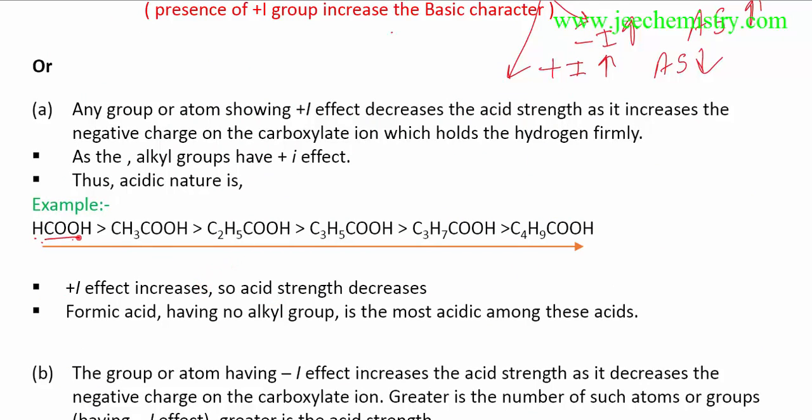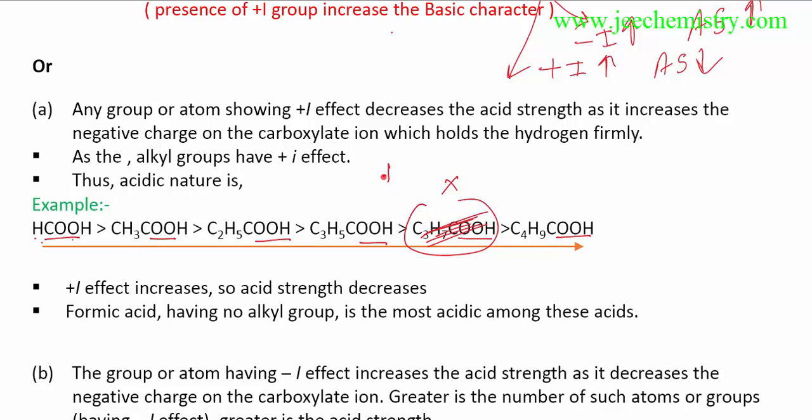These are all carboxylic acids, but the groups which are connected are different. Here this is formic acid, then 1 methyl, 2 methyl, 3 methyl, 4 methyl. Actually, the earlier labeling was wrong, leave this. Methyl acts like a positive inductive effect group. It will provide a positive inductive effect.